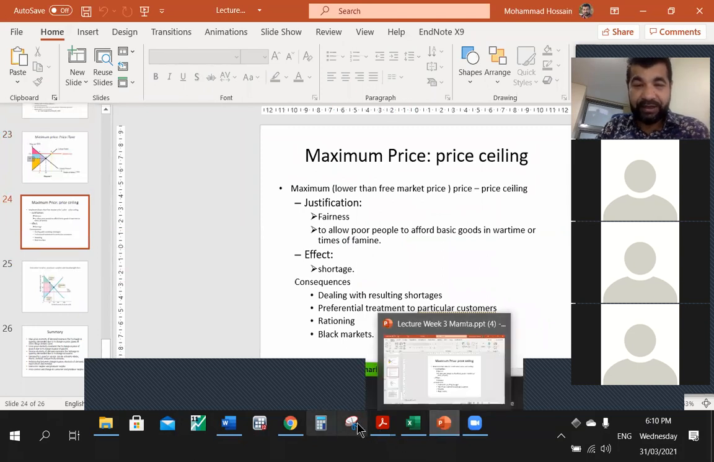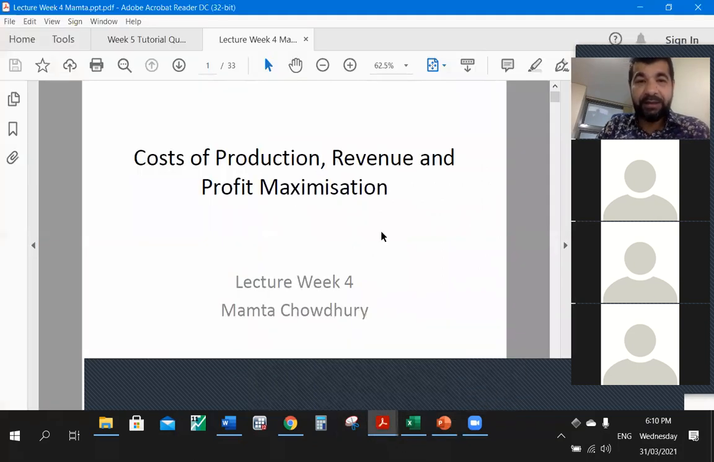Okay, let's move on to our next topic. The next one is about cost, production, revenue, profit maximization. These are the things we'll be talking about today.